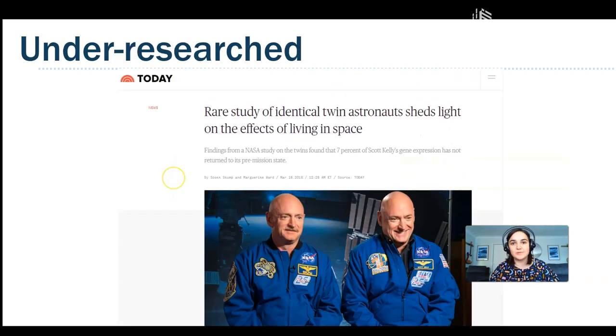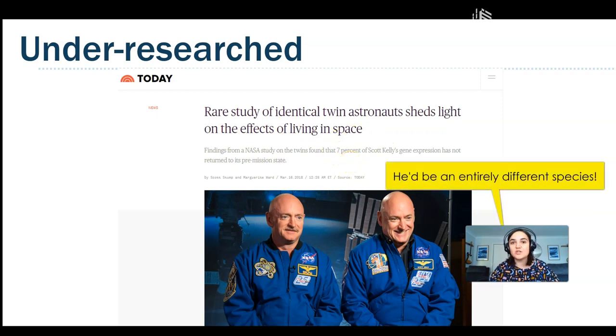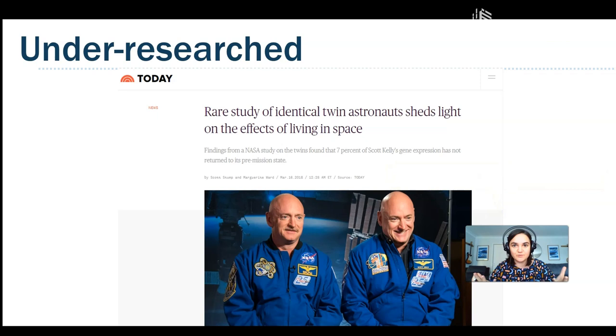Another example of the ways that misinformation or disinformation spreads around is under research news. There's a 24-hour news cycle these days where we're always needing new content and new news to be coming out. So it's said that these two identical twin brothers went up into space and one came back with 7% different DNA to his twin brother. If he came back with that much difference, he would be an entirely different species. He wouldn't even be a banana. That's how different he would be from a human being.